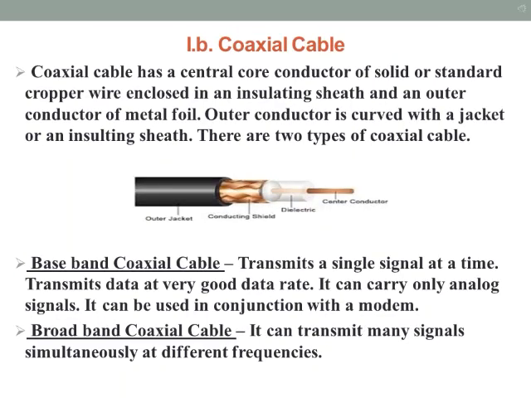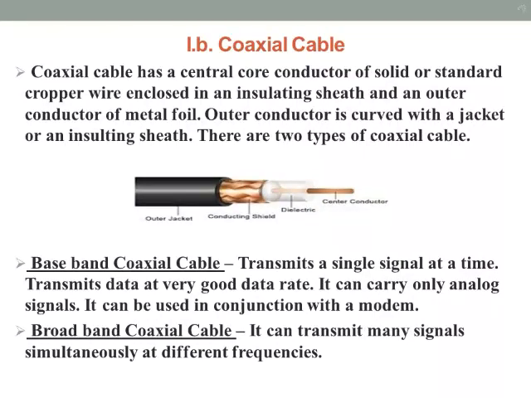Next one is coaxial cable. Coaxial cable has a central core conductor of solid or standard copper wire enclosed in an insulating sheath and an outer conductor of metal foil. Outer conductor is covered with a jacket or an insulating sheath.